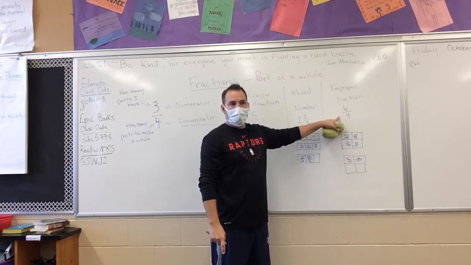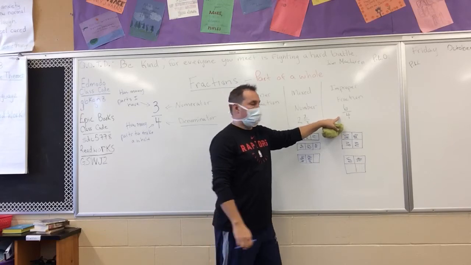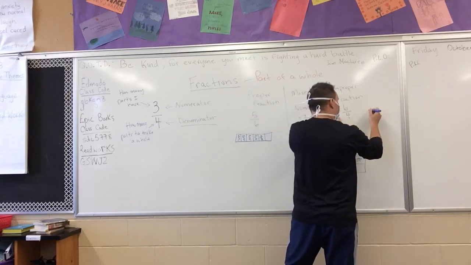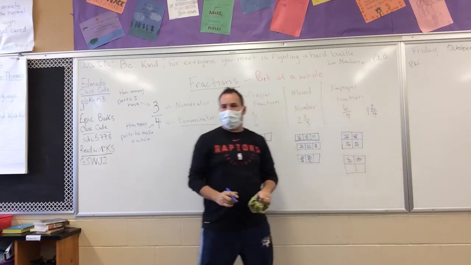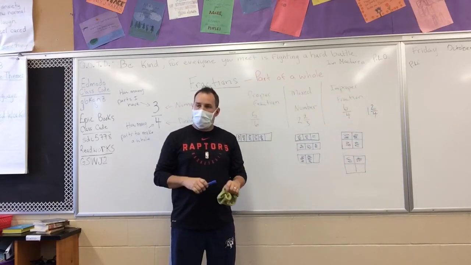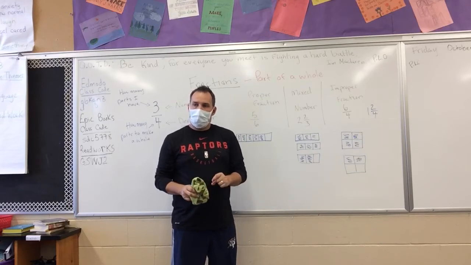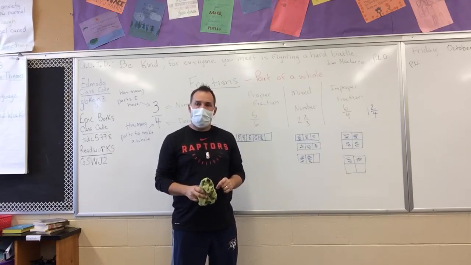Katie? 1 and then 2 over 4. Okay, so she says 1 and 2 over 4. How did she get that, Olivia? Because 4 can only go into 6 one time, and then there's 2 left over.